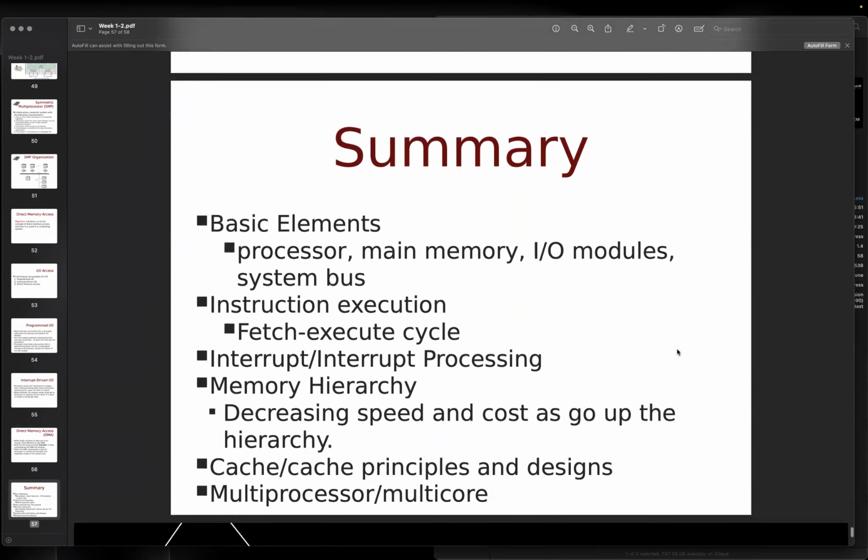So far we have gone through these conceptual ideas. In the beginning, the elements included processor, main memory, I/O modules, and system bus. It's important in learning the OS that instruction execution is the fetch-execute cycle, and we have a basic one. Later we will learn about interrupts and how interrupt processing works, and the memory hierarchy. Remember the decreasing speed and cost as you go up the hierarchy. And we also have the cache, L1, L2, even L3.